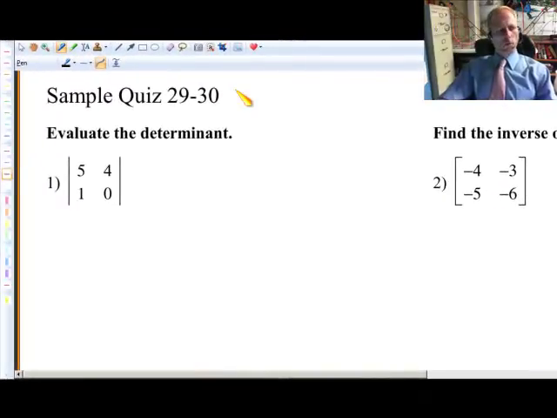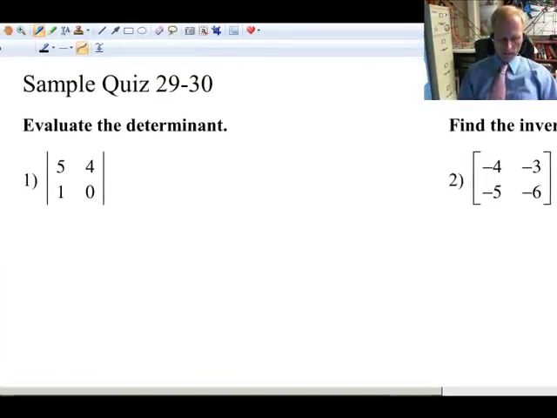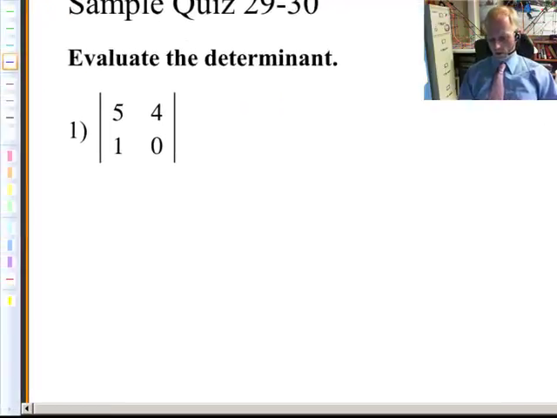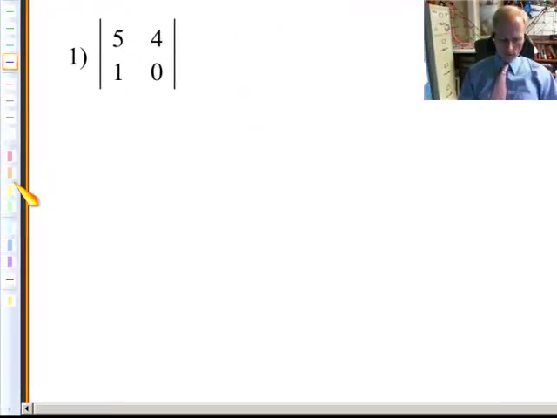Hi there. Tonight I'm going to solve some of the problems you might see on tomorrow's quiz on determinants, inverse matrices, and solving matrix equations. In the first problem here I'm asked to find the determinant. Now the determinant is pretty simple to compute.